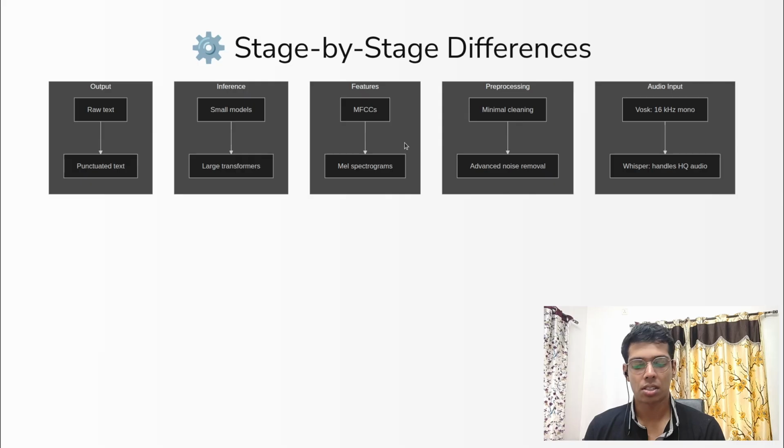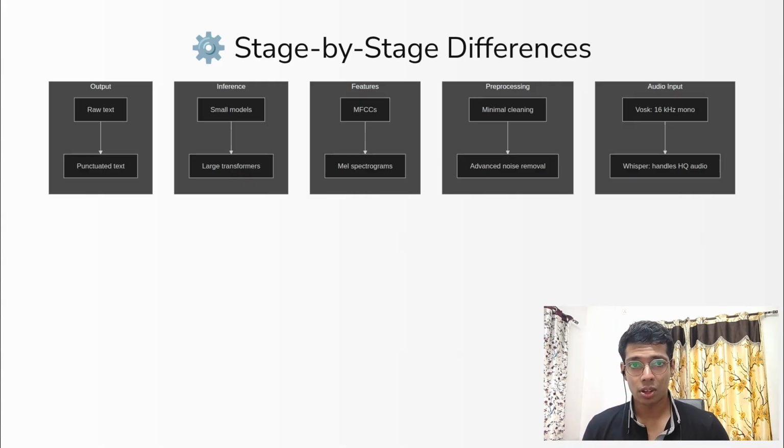In pre-processing, within the API, Vosk does not have much filtering or normalization. Only one stage of filtering, I believe, low frequency filtering. But Whisper uses advanced filtering. That's why there will be a delay. The audio expected by Vosk is 16 kilohertz mono, and Whisper can handle high quality audio, because it is not designed for a low power device. It's actually designed for production level servers.